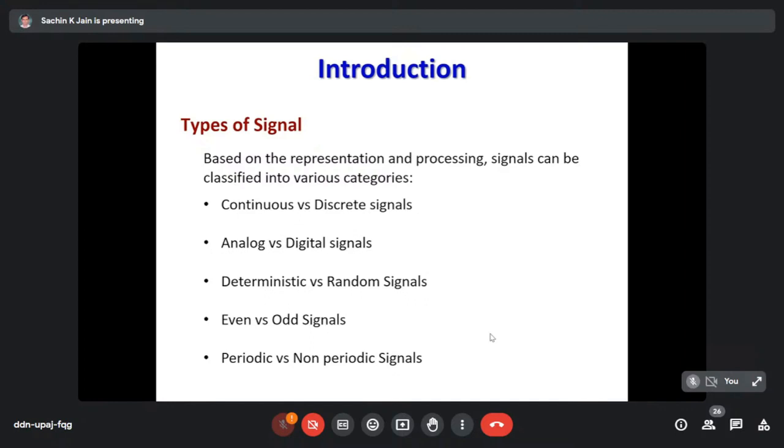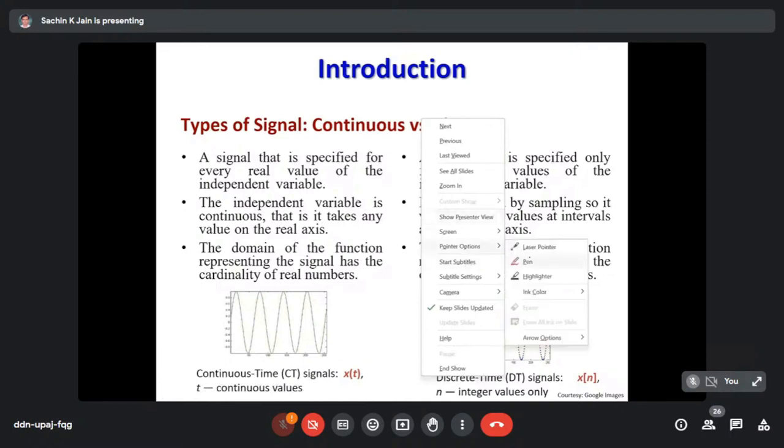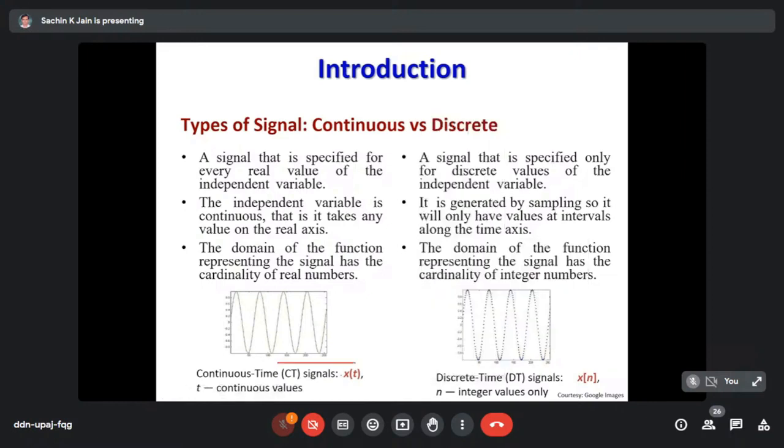Different types of signals we know about: continuous and discrete signals. The continuous signals are basically analog signals, which are defined in the continuous domain, whereas the discrete signals are defined only for discrete values of the independent variable. I have given you two examples here. Mathematically it is expressed like this for the continuous signal, and the discrete signal is defined for integer values, in terms of sampling at different time instances, or different integer independent values.